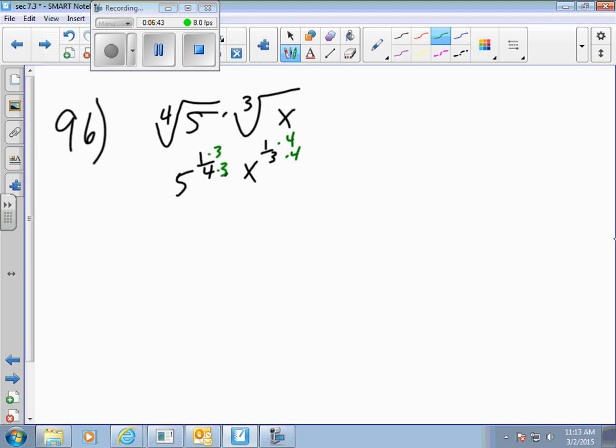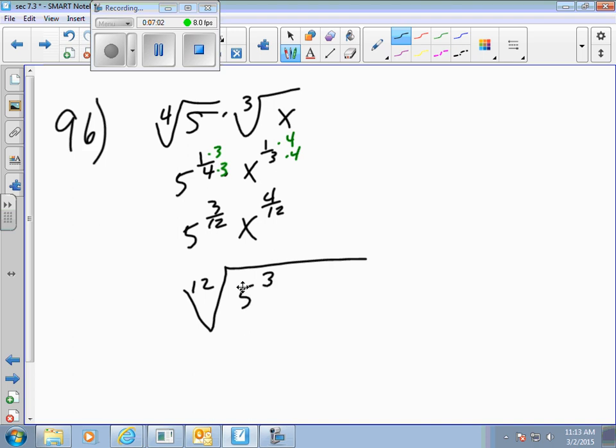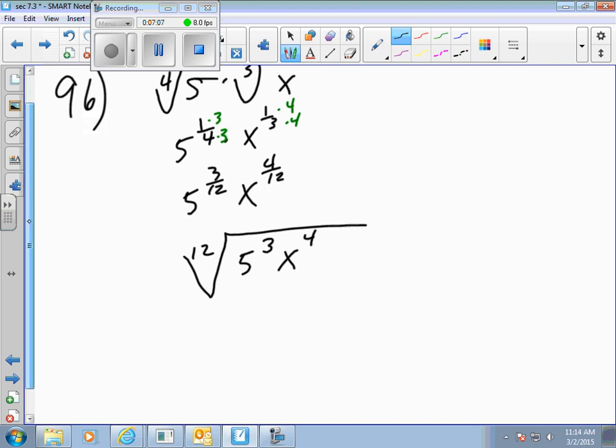So now I have 5 to the 3/12 power and x to the 4/12 power. We know the bottom number is our root number, so I'm taking the 12th root of 5 cubed and x to the 4th. And before I get done with this one, I want to simplify this 5 to the 3rd power. So I'm going to look at my card, and I'm going to get 5 cubed is 125 x to the 4th. And that's simplest form. Thanks and good luck.